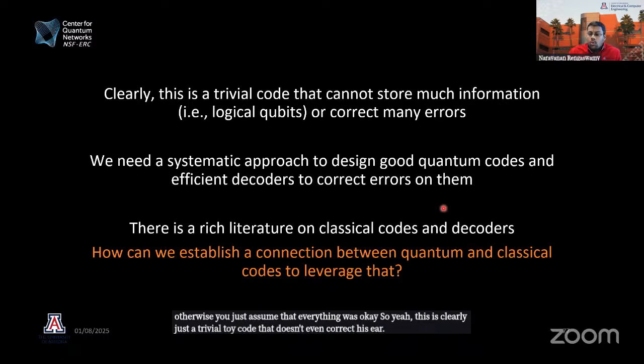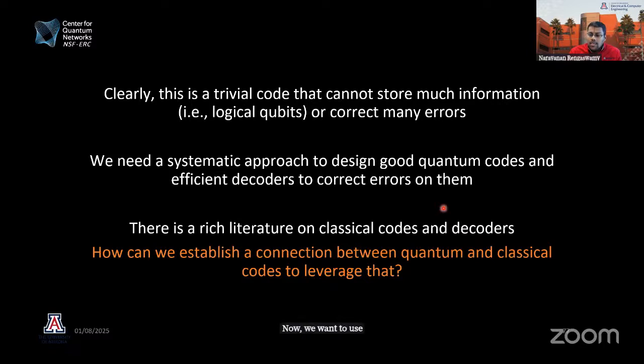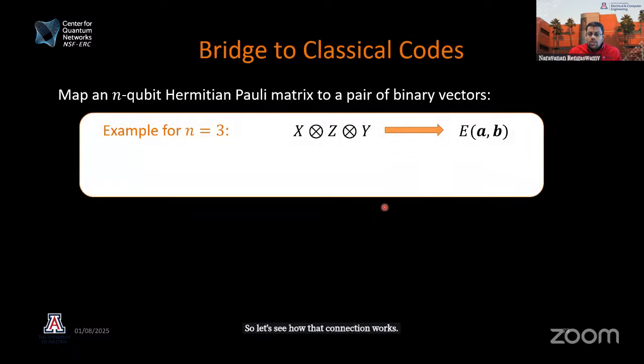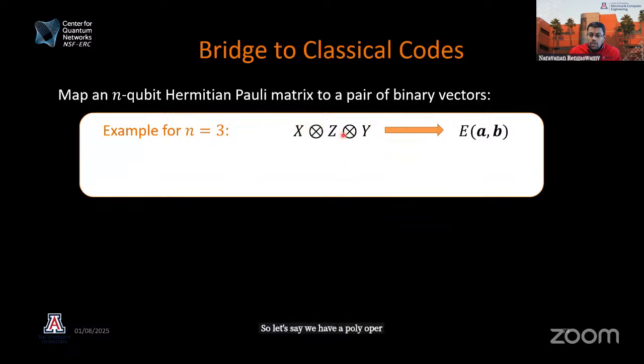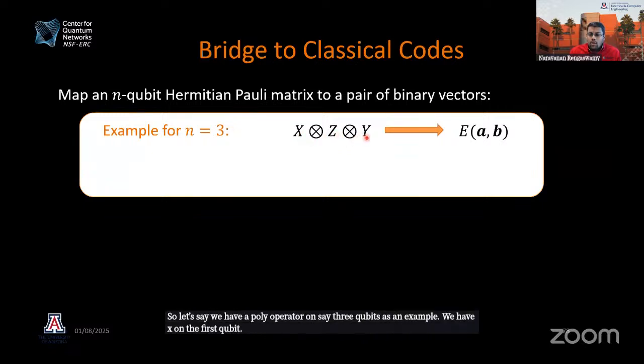Now, we want to use all the knowledge we have about classical error correction to design quantum codes. So let's see how that connection works. So the main bridge to classical codes is this binary notation. So let's say we have a Pauli operator on, say, 3 qubits as an example. We have X on the first qubit, Z on the second qubit, Y on the third qubit.